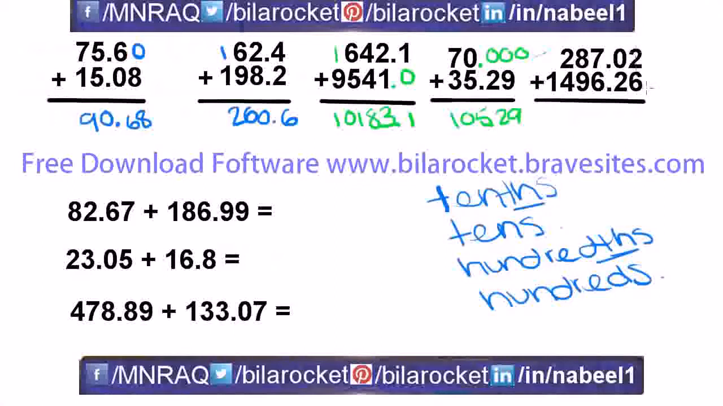In this example, 2 and 6 is 8. 0 and 2 is 2. Bring down the decimal point. 6 and 7 is 13. Carry over the 1. 9 and 1 is 10, plus 8 is 18. Carry over the 1. Bring down the 8. 4 and 2 is 6, plus 1 is 7. And bring down the 1.